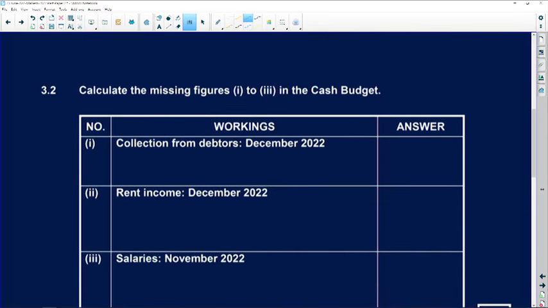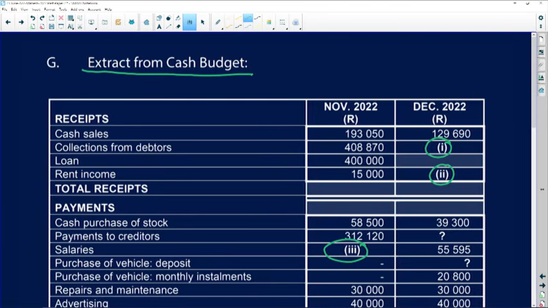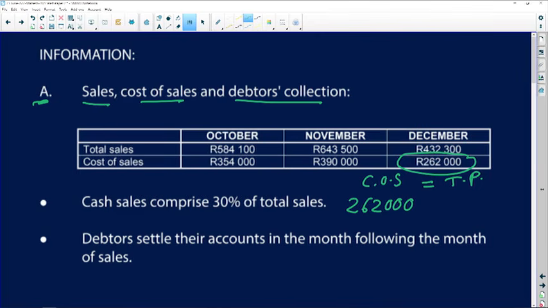So the second question: calculate the missing figures 1 to 3 in the cash budget. The first missing figure is collection from debtors for the month of December 2022. So let's go to our cash budget. As you can see, this is what we're calculating. How much am I going to receive from my debtors for the month of December? So once again, I'm going to my information, and this time I'm looking at information A.